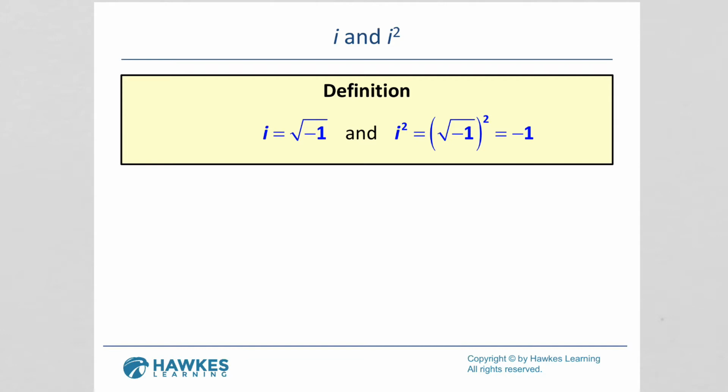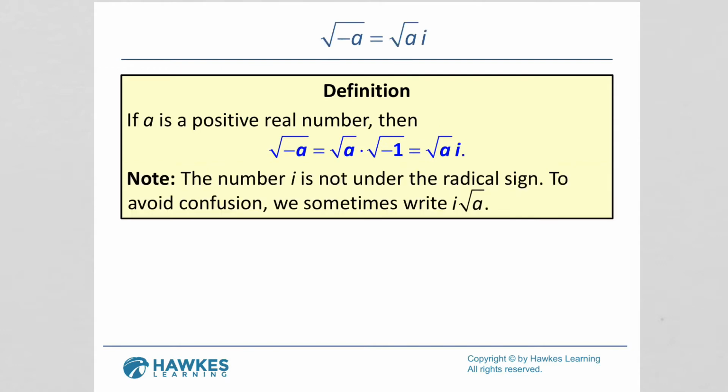i and i squared. The definition of i is the square root of -1, and the definition of i squared is the square root of -1 squared, which actually ends up being equal to -1. So the square root of -a is equal to the square root of a times i. By definition, if a is a positive real number, then the square root of -a is equal to the square root of a times the square root of -1, which is equal to the square root of a times i.